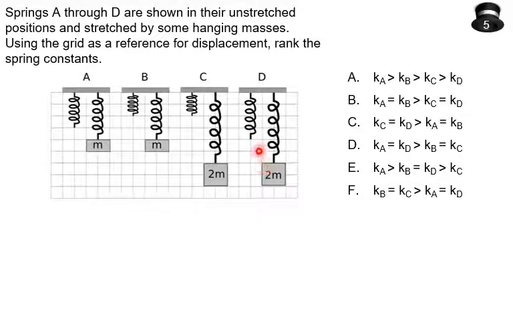Okay, so you can use the grid to determine what the displacement was, and the relative mass is stated in each of these boxes. So what you need to do now is to rank the spring constants. So you know the mass that was applied to the spring, and you know the displacement that resulted, so you can figure out the relative spring constant for each of these.